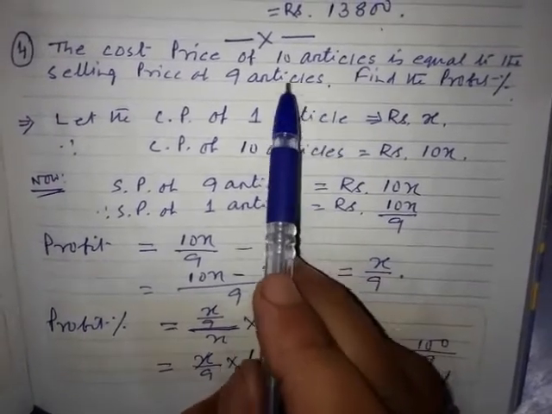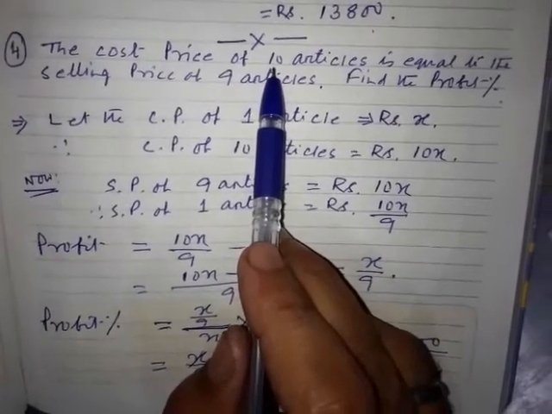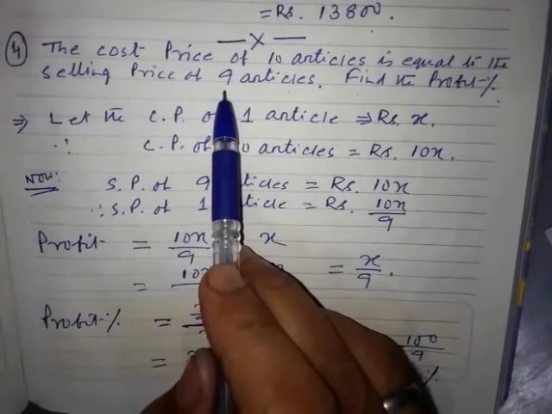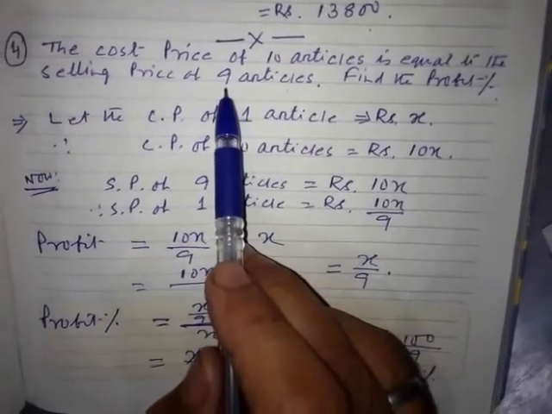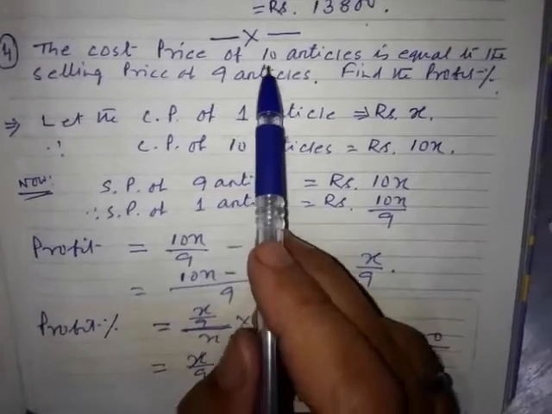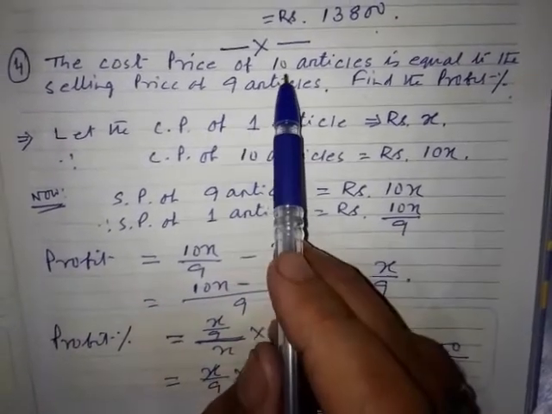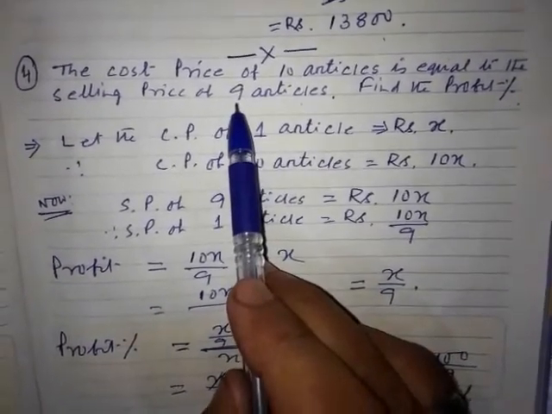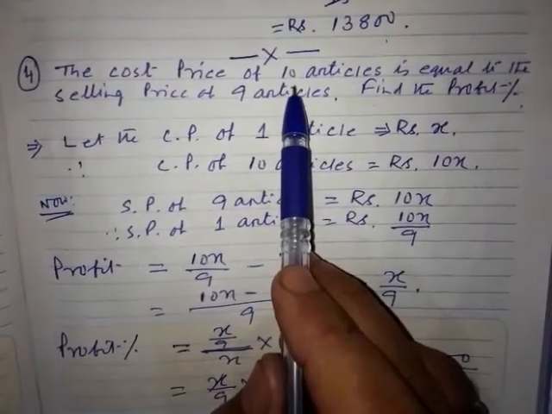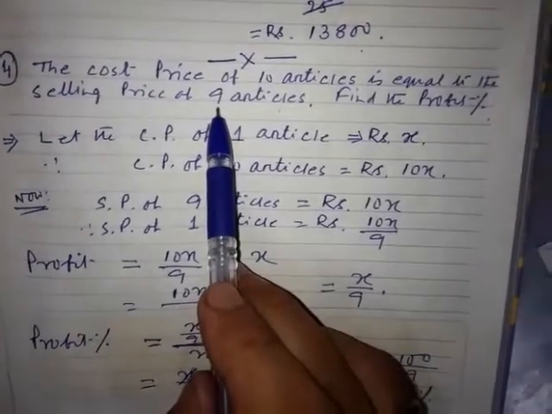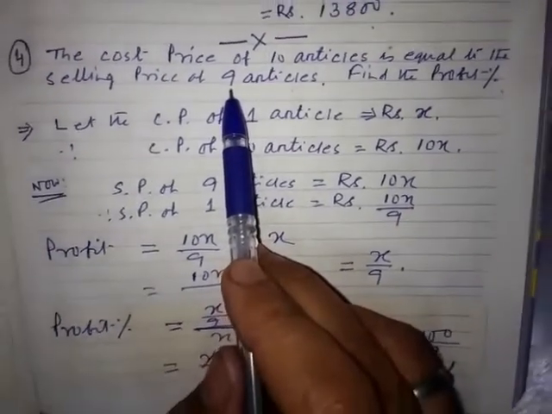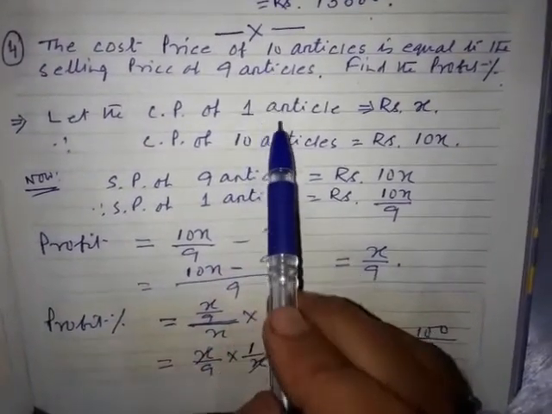Once more, you can see here it is giving 10 articles, here 9 articles have been given. In both cases, the number of articles is not the same. That means the quantities are not the same. To find out the profit and loss, you have to find the CP of the same number of articles and the SP also of the same number of articles. So here I have shown you the calculation.